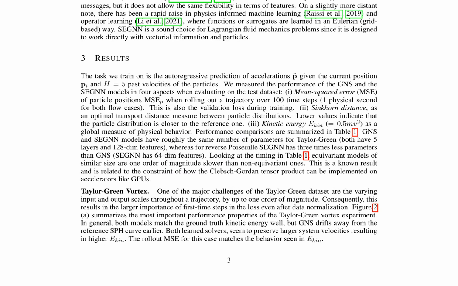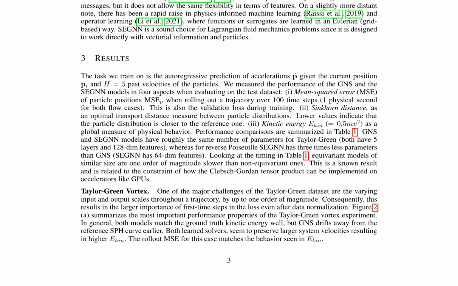The SEGNN model is compared to a Graph Network-Based Simulator (GNS) model, a non-equivariant baseline, on two fluid flow datasets, Taylor-Green vortex and reverse Poiseuille flow. Both models have similar numbers of parameters for the Taylor-Green dataset, but SEGNN has fewer parameters for the reverse Poiseuille flow.